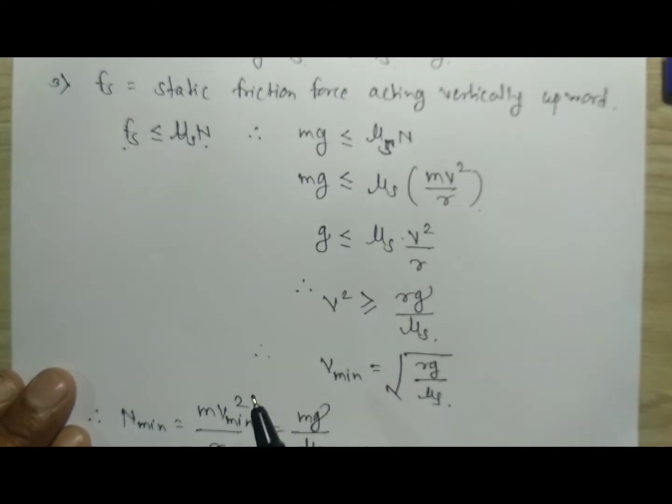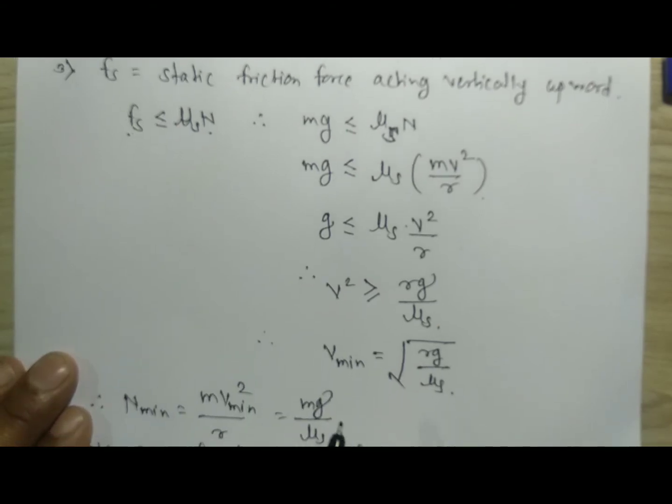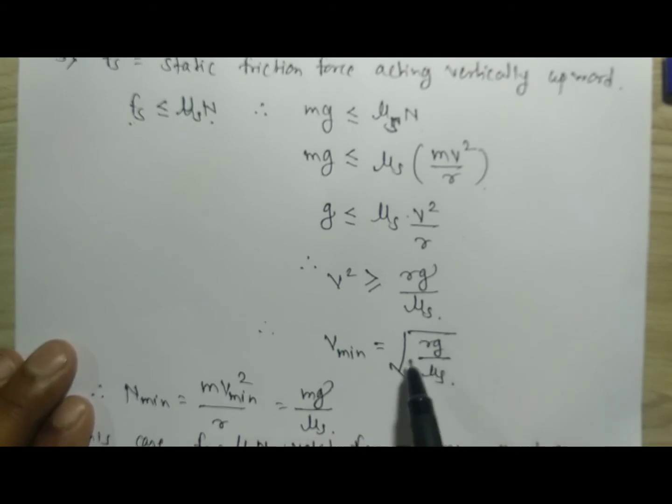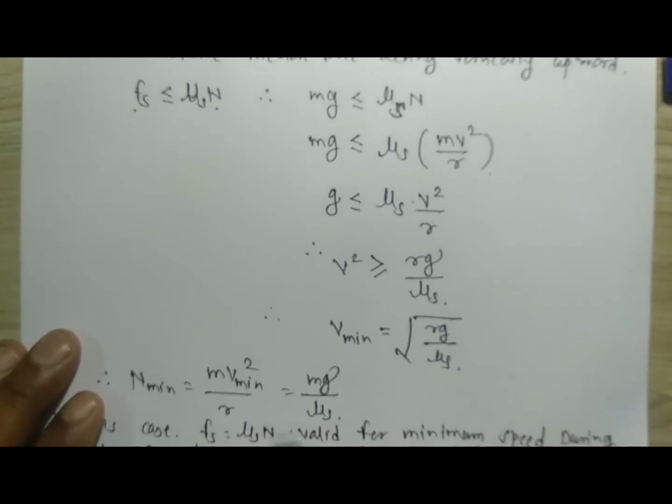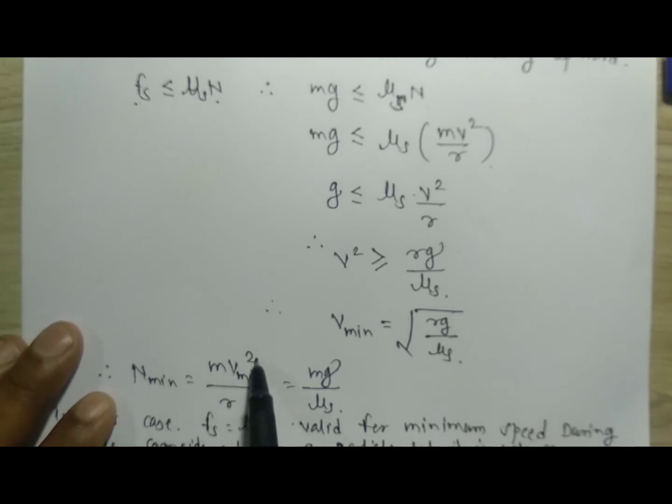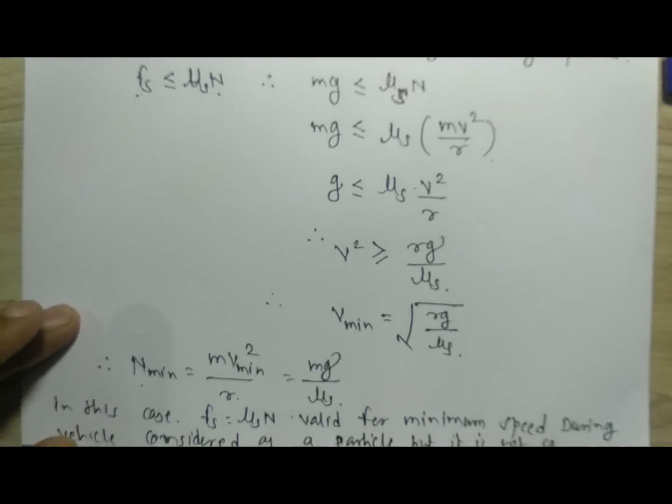That means the velocity of a vehicle which moves on the wall of death has a minimum value, the square root of rg divided by mu s, and therefore the minimum normal reaction is nothing but m v minimum square divided by r, and this minimum speed gives the normal reaction equal to mg divided by mu s, and here friction force is equal to mu s into n. It is valid for the minimum speed when the vehicle is considered as a particle, but it is not so.